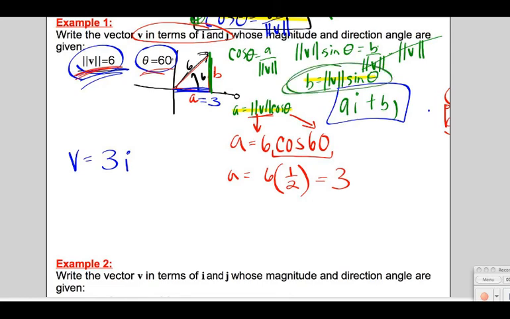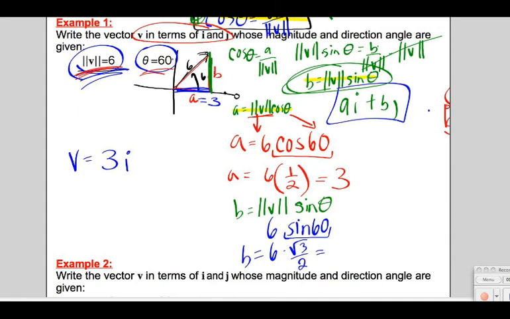B is the magnitude of V sine of theta. So again, I'm plugging in what I know. The magnitude of V is 6. The sine of 60 goes next because theta is 60. And now I look to my unit circle and I find the sine of 60 is the square root of 3 over 2. So this is 6 times the square root of 3 over 2. Simplifying that, 6 divided by 2 is 3. 3 square roots of 3. That's my B value. So now I plug B in for my vector form, and I get 3 square roots of 3, J. Again, that's the length of this side right here. 3 square roots of 3.